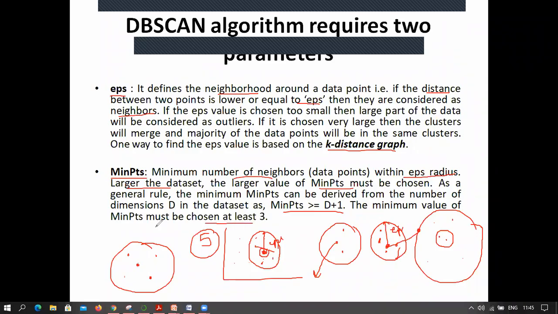The minimum value of minimum points must be at least 3. It should be at least 3, but actually greater than or equal to 3, like 4, 5, 6, 7 we should select. Okay, so I think this is clear, the meaning of epsilon and minimum points. This is very important. If you have any doubt, you can ask me what's the meaning of this.